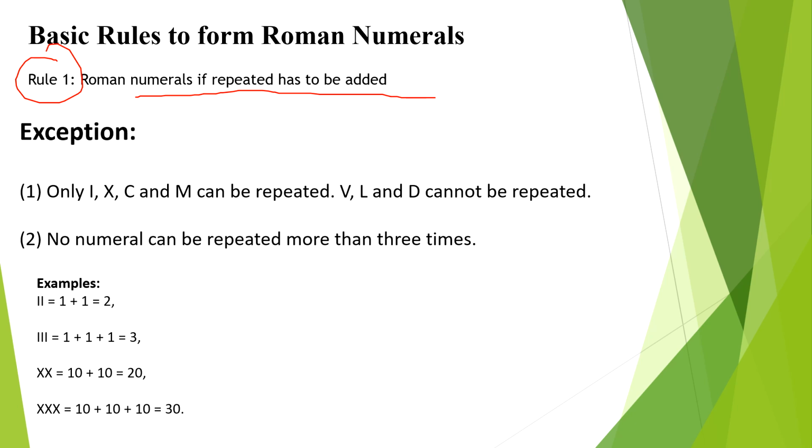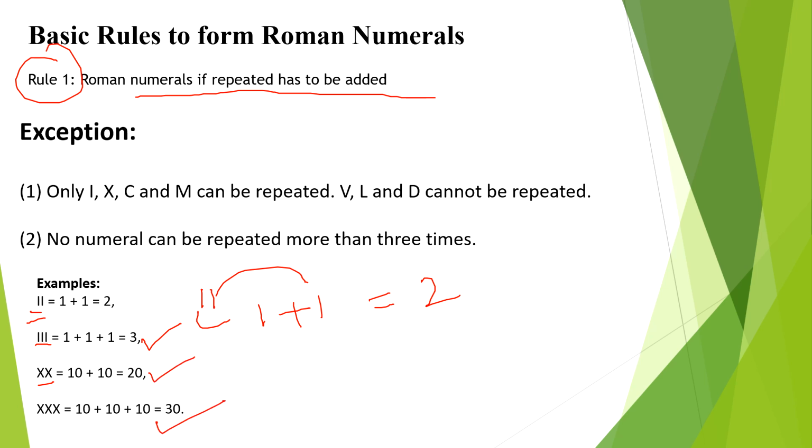If you are repeating certain Roman numerals, like here, I means 1 and this I also means 1. If they are following each other, you add them to get the Hindu Arabic numeral, that's 2. Similarly, if you write III, it will be 3. X is 10, XX is 20, and if there is XXX, then it is 30.